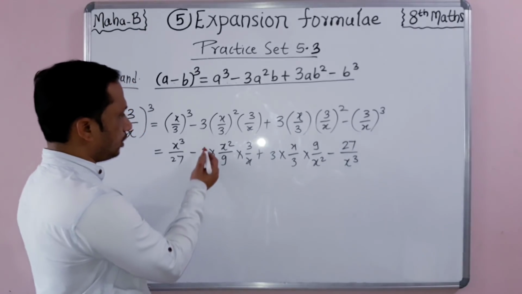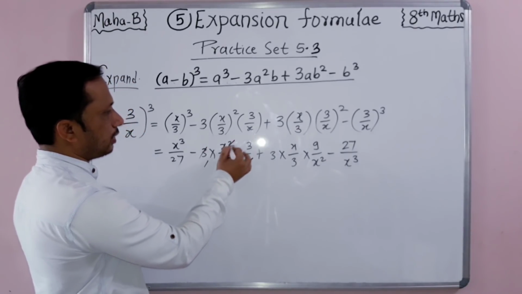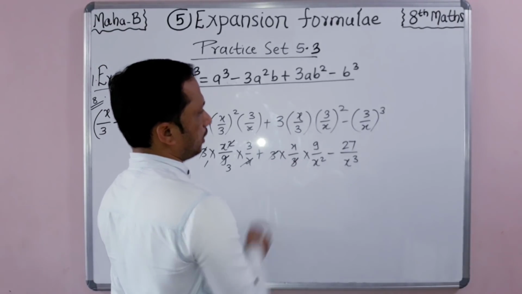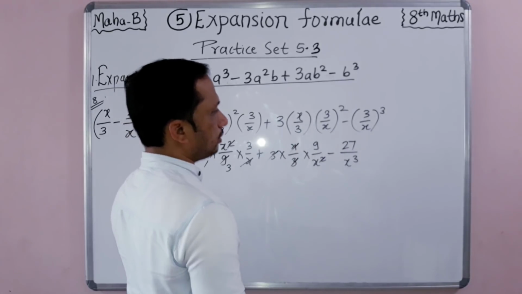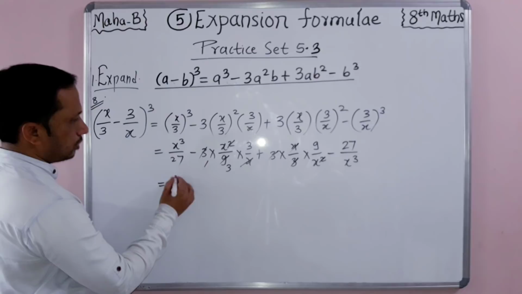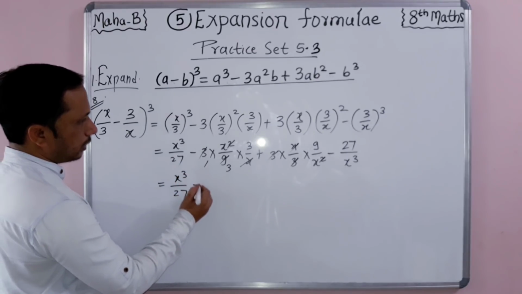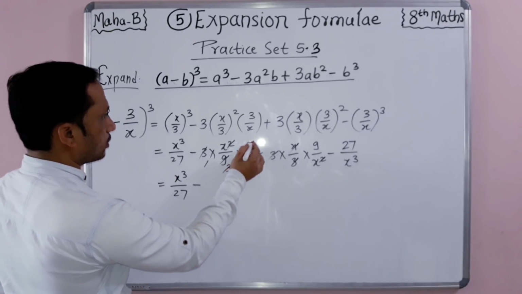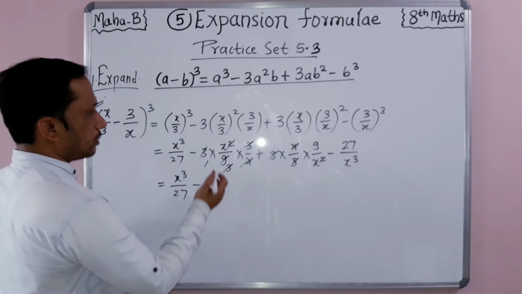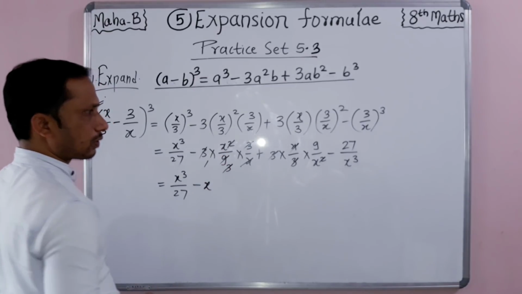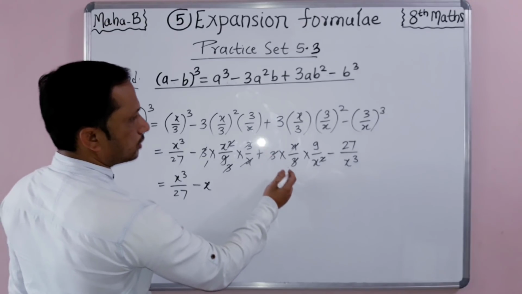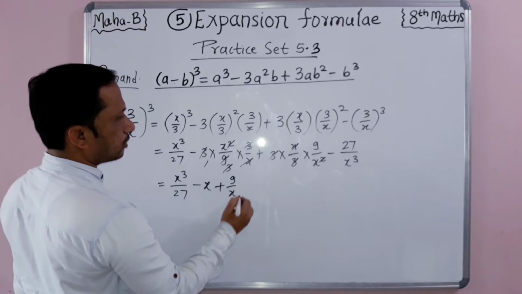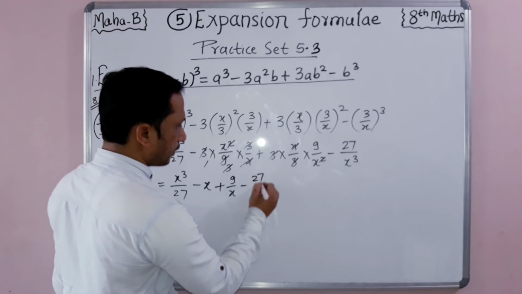So what is common in this? 3 ones are 3, 3 3s are 9, x square and x get cancelled. Now 3 ones are 3 and 3 ones are 3 get cancelled to each other, x square and x get cancelled. So what is the remaining solution? x cube upon 27 minus, this 3 and this 3 also get cancelled, so x is remaining, minus x, and in this case 3 gets cancelled, 9 upon x is remaining, plus 9 upon x, and minus 27 upon x cube.